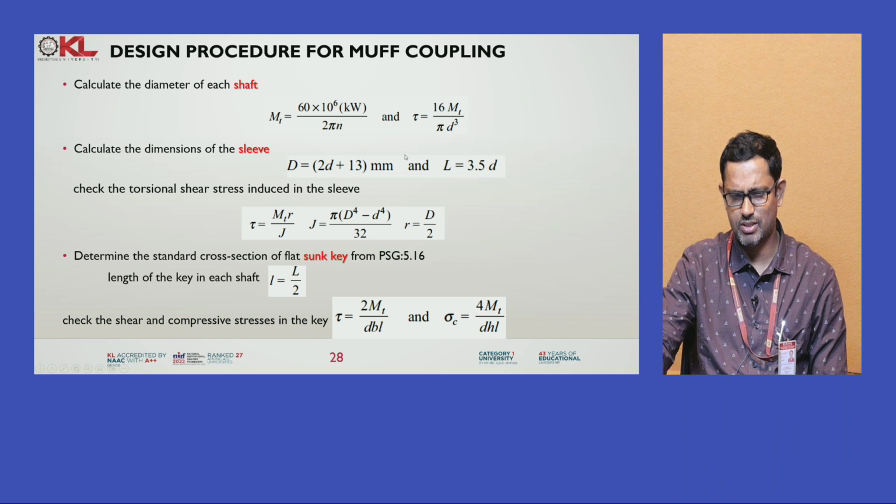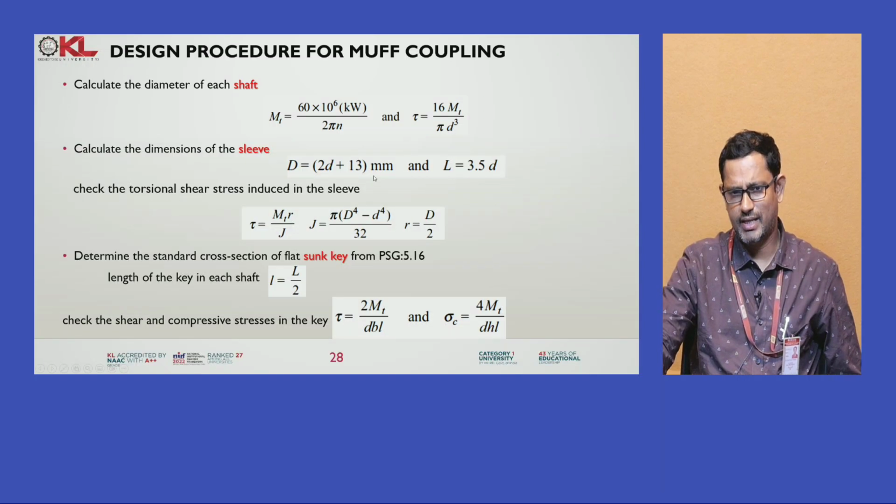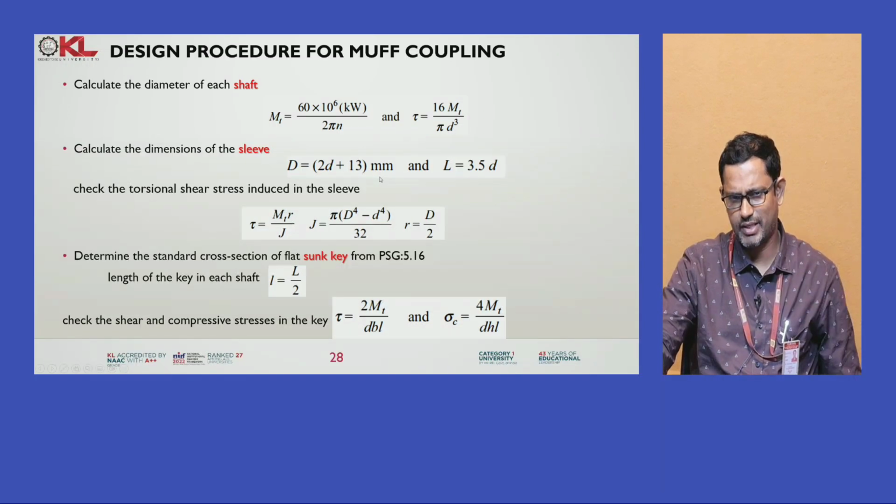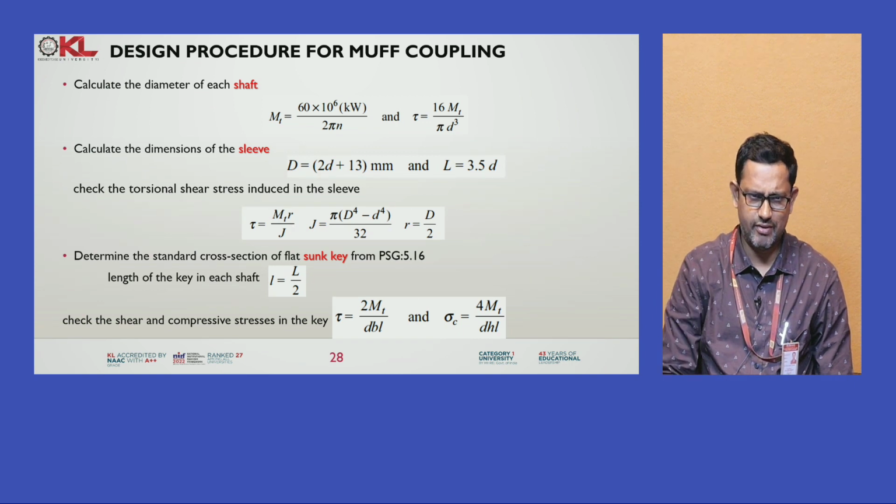Once these two values are found, then we have to calculate the torsional shear stress induced in that member, and then the length of the keys. Once everything is calculated, we can verify the diameter of the shaft, whatever value we have taken during the design, whether it is okay or not. We can design using all three design criteria.